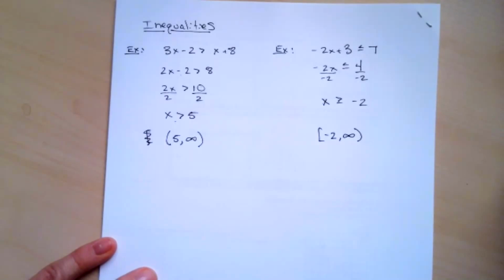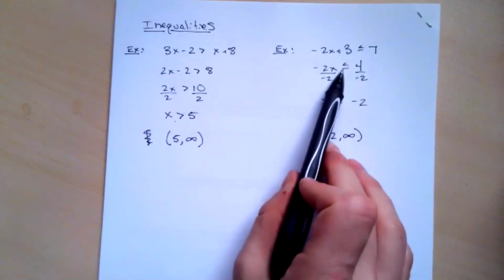And that's because you divided? That's why it flips? Because we divided by a negative number. Okay. So multiplying or dividing by a negative number flips the inequality.